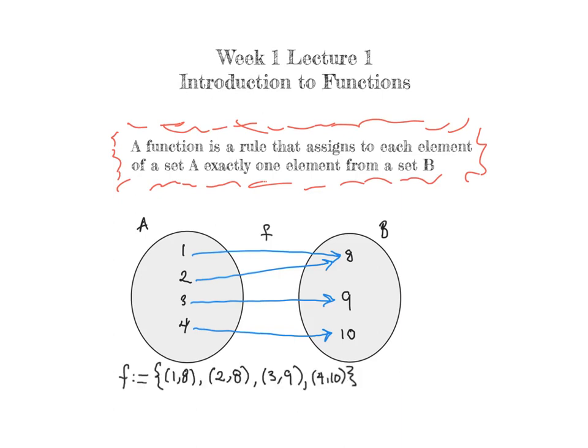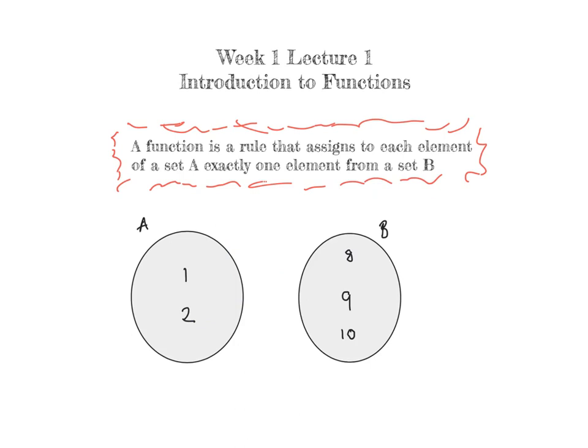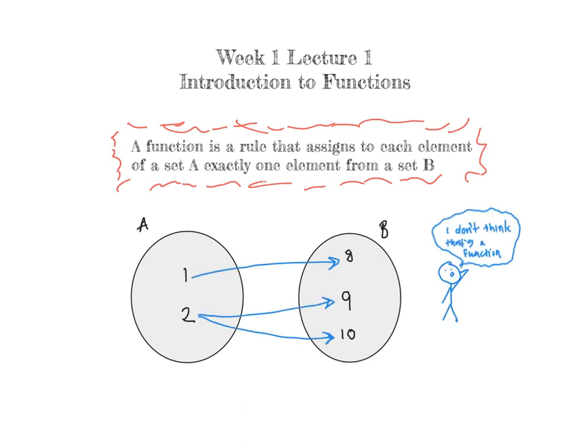Let's contrast this with another example. This time, let A be the set containing just 1 and 2, and let set B stay the same. Now consider this arrow diagram. In this case, we see that 2 is paired with more than one element from B, namely both 9 and 10. This is illegal and so is not a function.